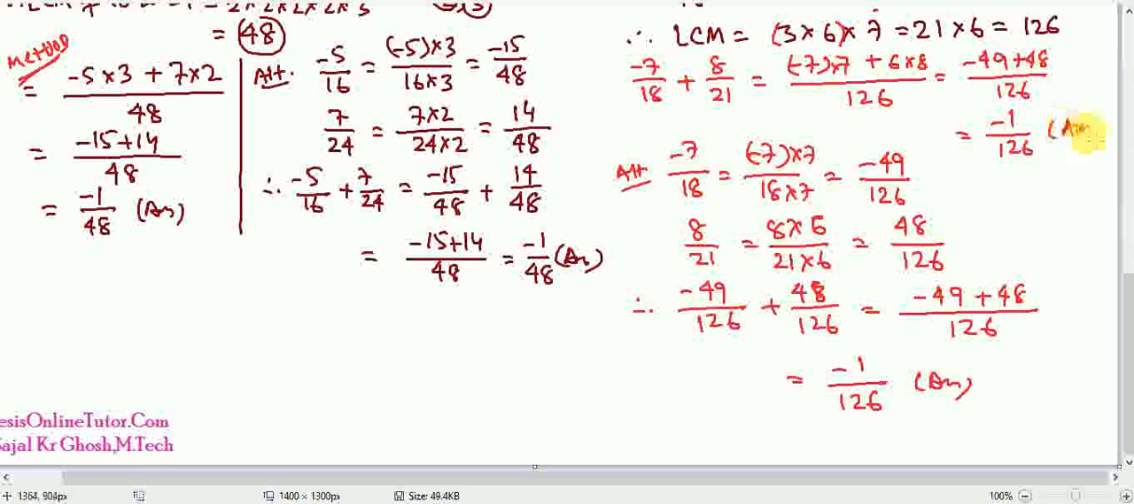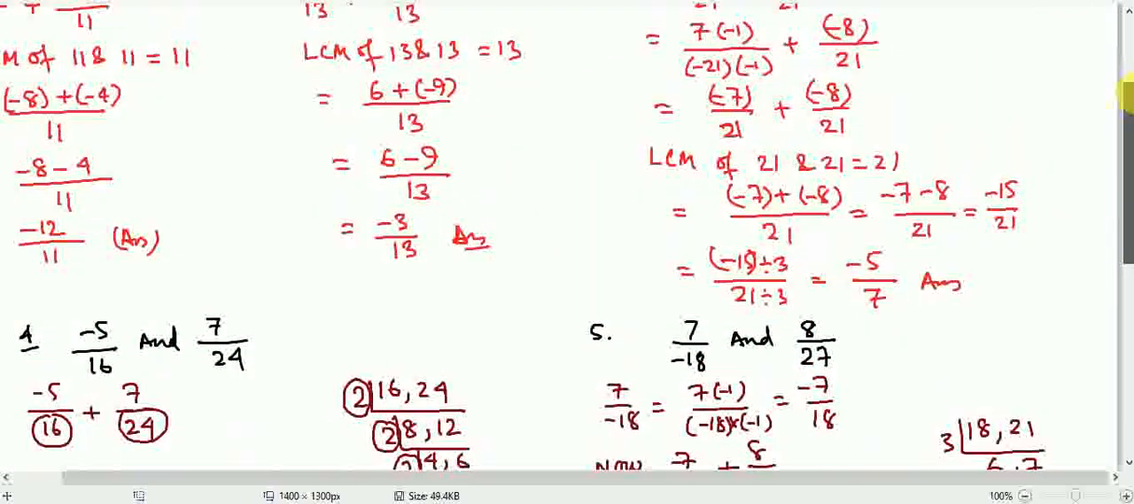These two methods, whichever you think is easy, you can use that.